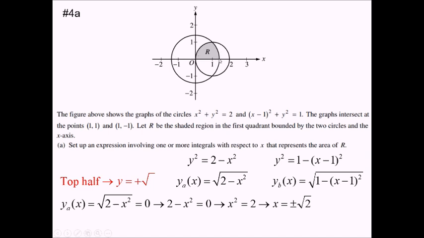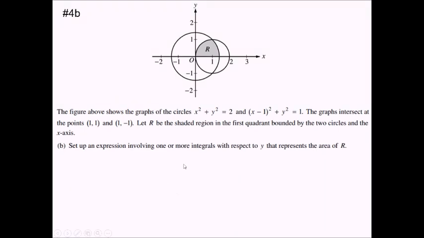So to get my area then, I have one integral. Limits of integration will be 0 to 1. And that's going to be the integral of y sub b, the smaller semicircle, so y sub b of x dx. Plus, now I have an integral from 1 to radical 2 involving that second semicircle, y sub a of x dx. And this is an expression that represents the area of R.